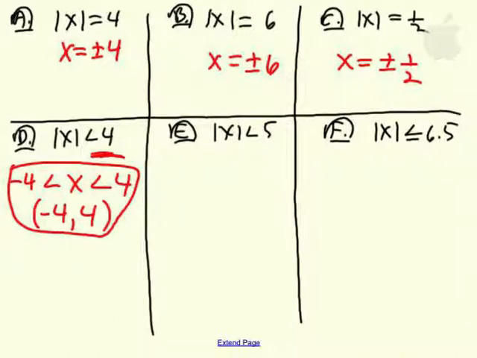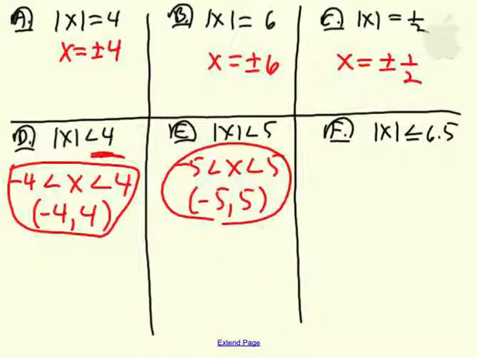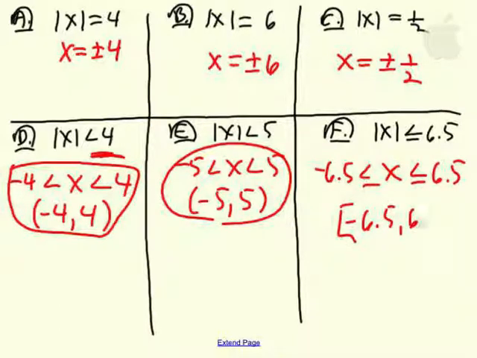You should stop the movie now and you try E and F. In E, it's between plus or minus 5, so minus 5 is less than x is less than 5. And in interval notation, that would look like this. In F, it's between minus 6.5 and 6.5. In interval notation, it would look like this.